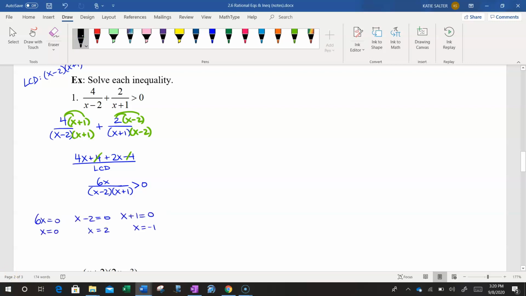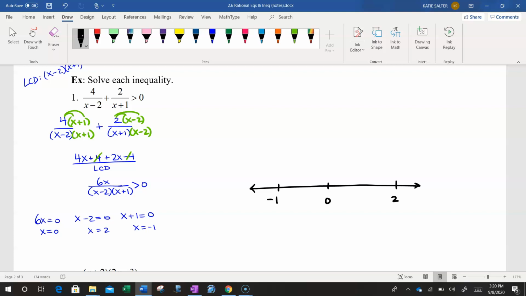All right, so once we find the zeros, we're going to draw our number line just like we do with our polynomial inequalities, and we're going to make sure we put those zeros on our number line in the correct order. And I'm not going to have the spacing perfectly. I just want to make sure they're in the correct order and there's some space between each one. All right, in this case, it wants to know when it's greater than 0.